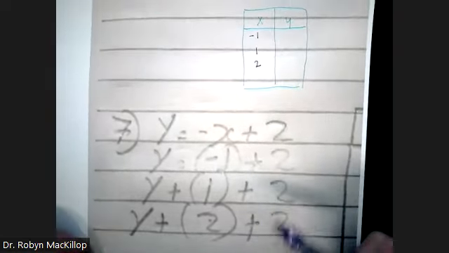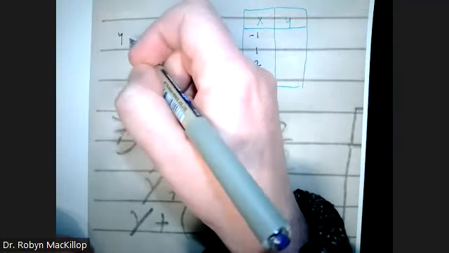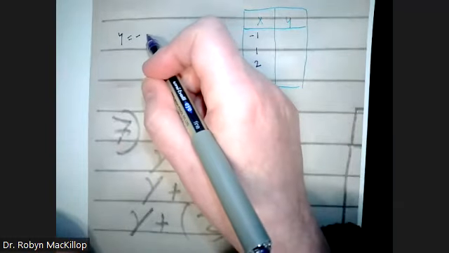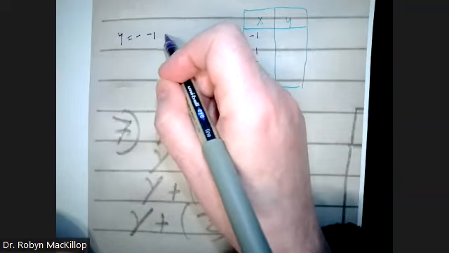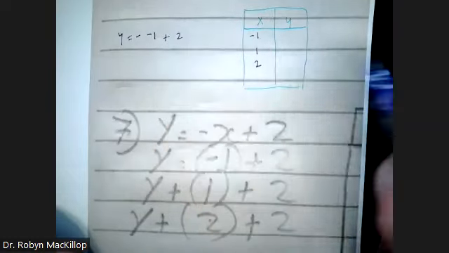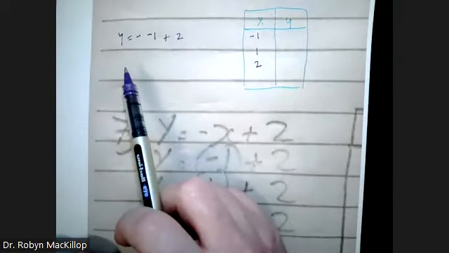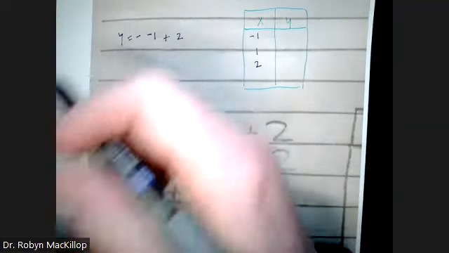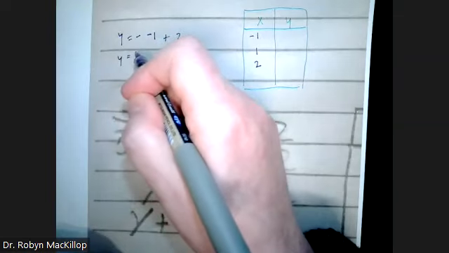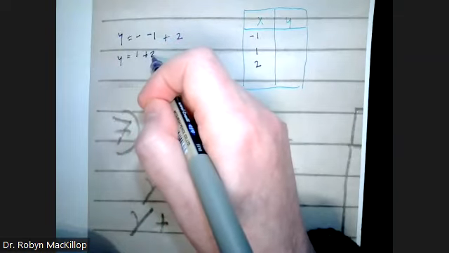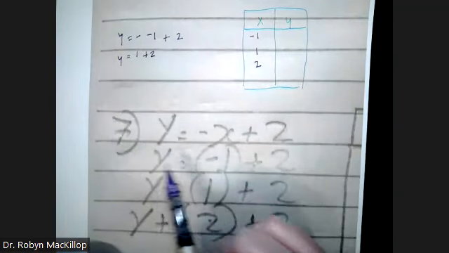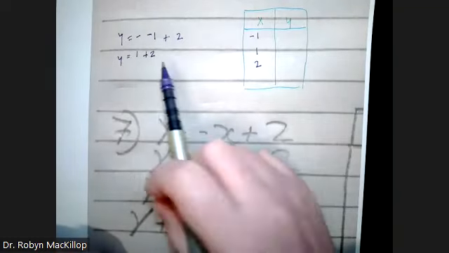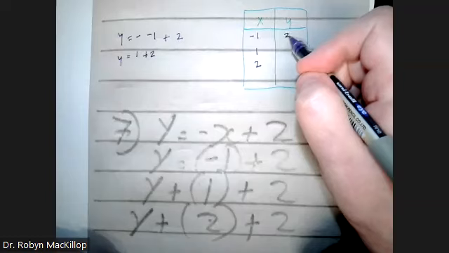So let's try this. We've got y equals -1, that's the x, plus 2. So we're just going to calculate this. When you have two negatives in a row, it turns into a positive. So this is technically y equals 1 plus 2. So when x is -1, y is 1 plus 2, or 3.